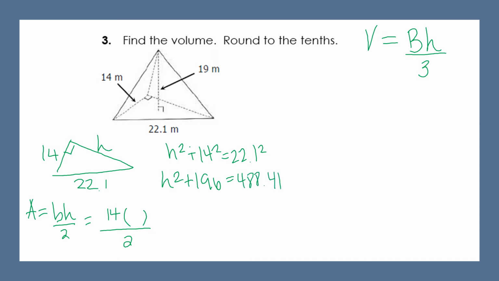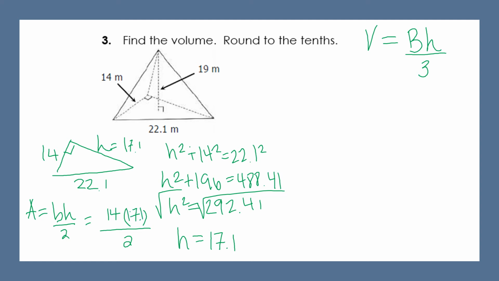We're going to subtract 196 from 488.41, which is going to be 292.41, and then we're going to take the square root. And that actually works out nicely to 17.1. So we just figured out the height of the base is 17.1. So to find the area, I'm going to do 14 times 17.1 and then take that answer and divide by 2. So our base area is going to be 119.7.